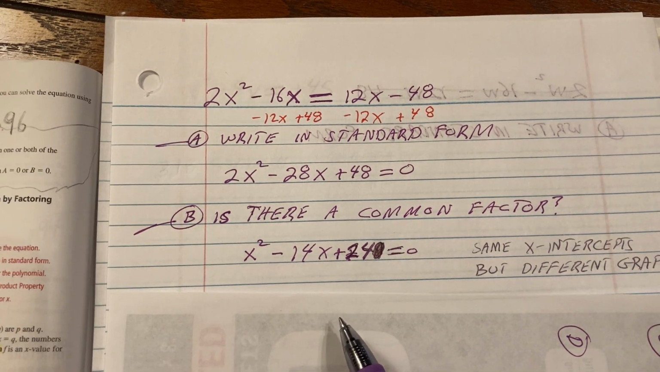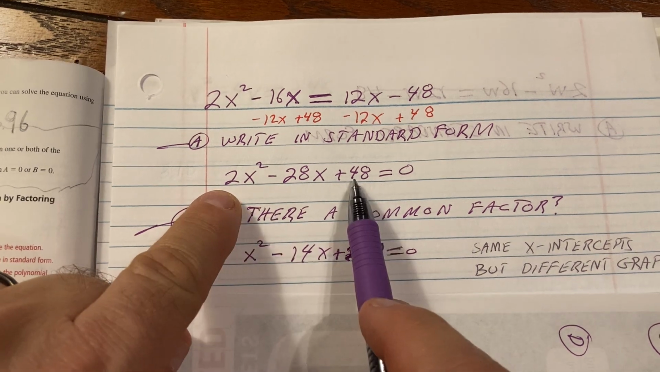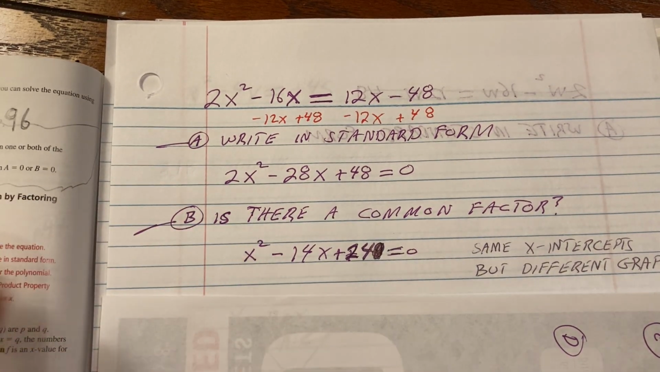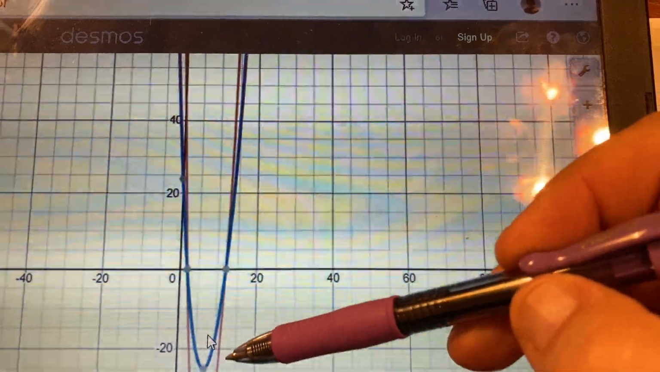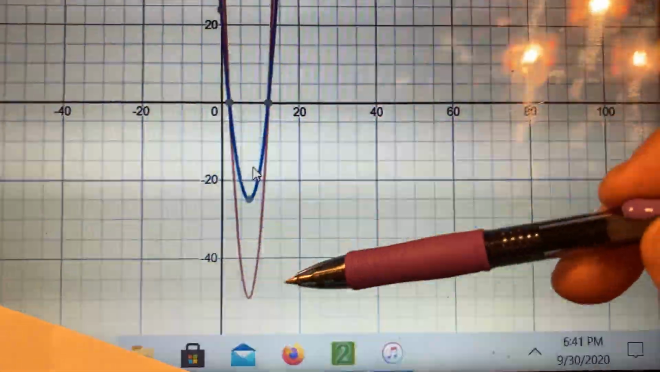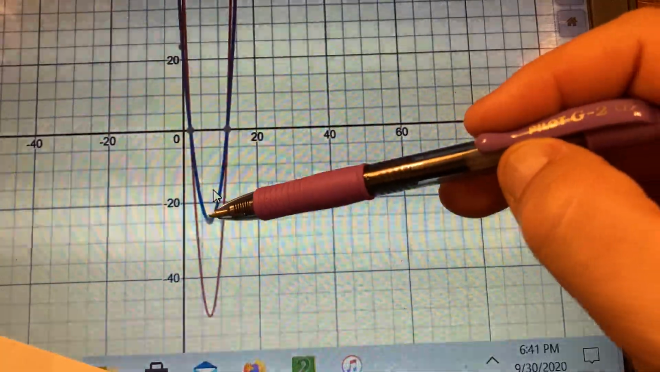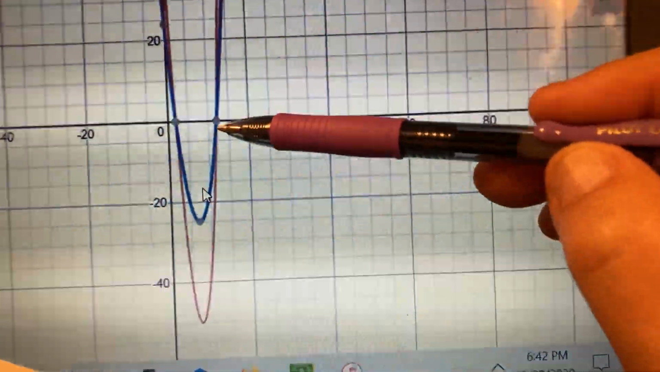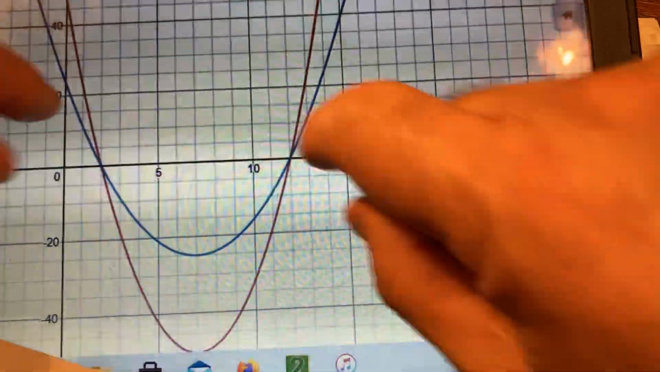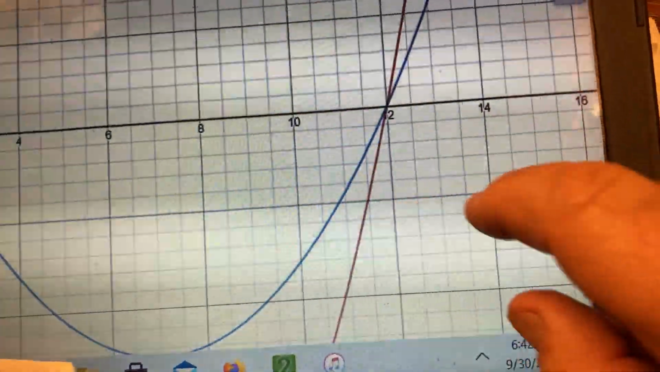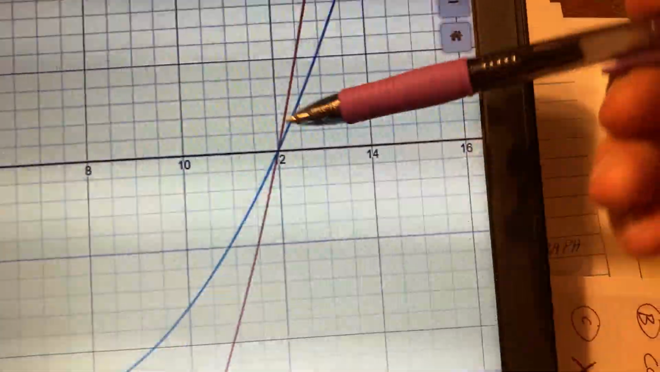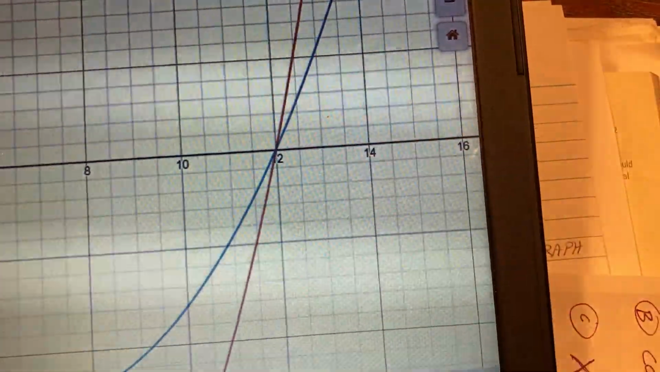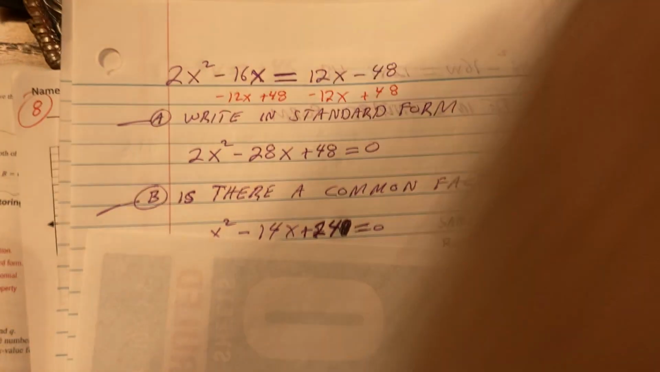Our answers are going to end up being the same, but if you graph this equation and graph that equation, the graphs will look different. Okay, here's an example right here. You can see that this graph right here, there we go. These two graphs are different. They have a different vertex, but they go through the exact same point. So if you zoom in, they still both go through 2, and they both still go through 12. Okay, the graphs do look different.